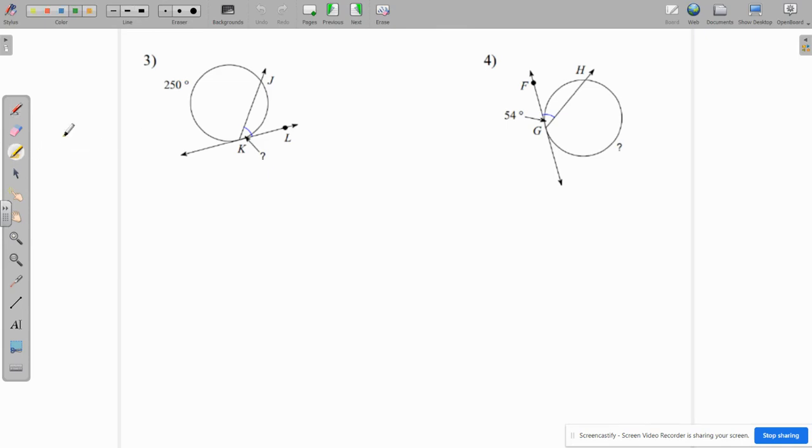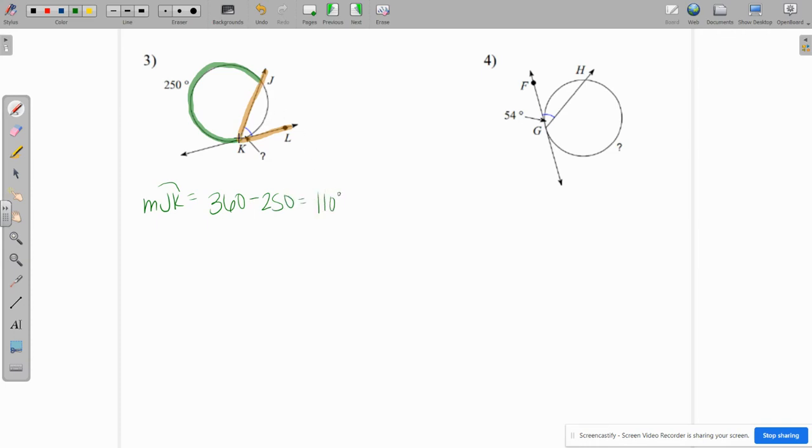Number 3, 250 degrees is the measure of this major arc here. We're looking to find the measure of this angle JKL. So in order to find this angle, it's going to be important that we have this arc over here, JK. So the measure of arc JK we can get by taking the total angle measurement around a circle, which is 360 degrees. So if we take away 250 from that, that's going to be 110 degrees.